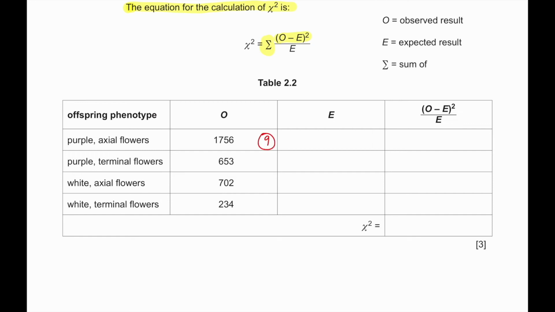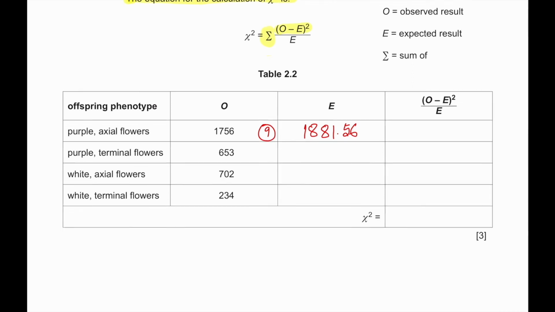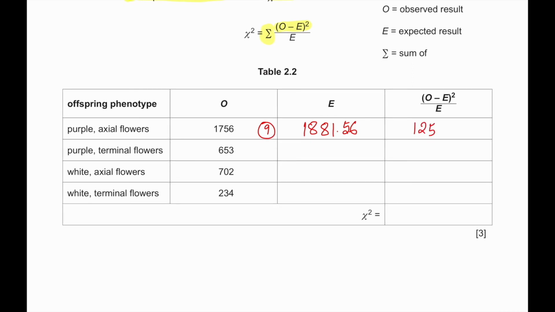Since it is a ratio of 9, the expected should be multiplied by 9, which gives 1881.56. So observed minus expected will be 125. Observed minus expected whole square, so we will have to square it, divided by expected, which gives us 8.379.